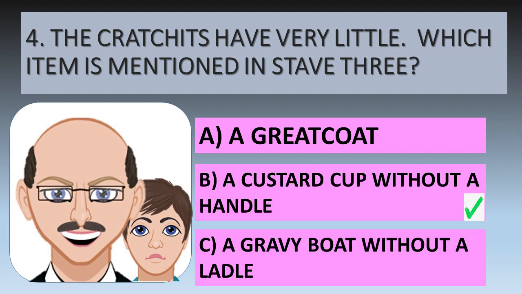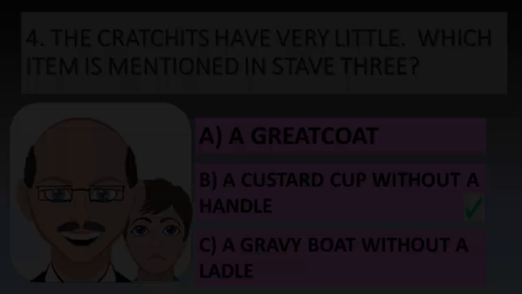A greatcoat is mentioned in Stave 1, but Bob Cratchit does not have one. The quote from Stave 1 is, "boasted no greatcoat." Bob Cratchit leaves at the end of the day at the counting house in Stave 1 to go home through the cold and cannot even afford a coat to wear in the cold. So a greatcoat is not something that Bob Cratchit owns.